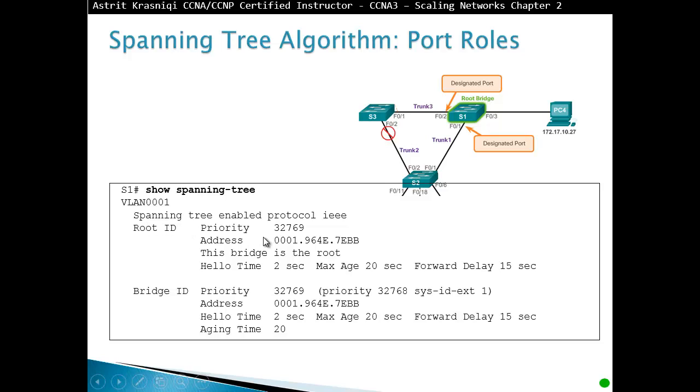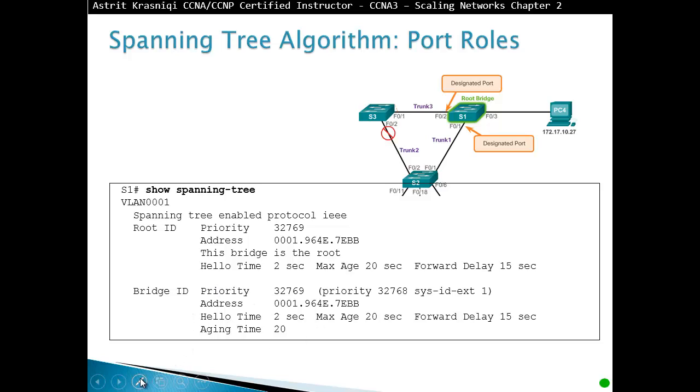Spanning tree enabled protocol, we can see what protocol we're running. Here it is IEEE, it can be any other. We'll learn later on about the different flavors of spanning tree that we have. Here I'm talking about the two sections. On the top section, we are talking about the root bridge, and underneath we're talking about the switch it's on.